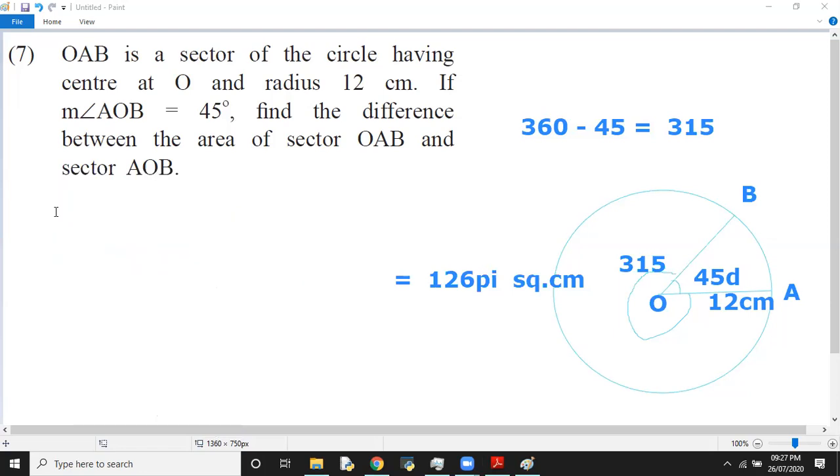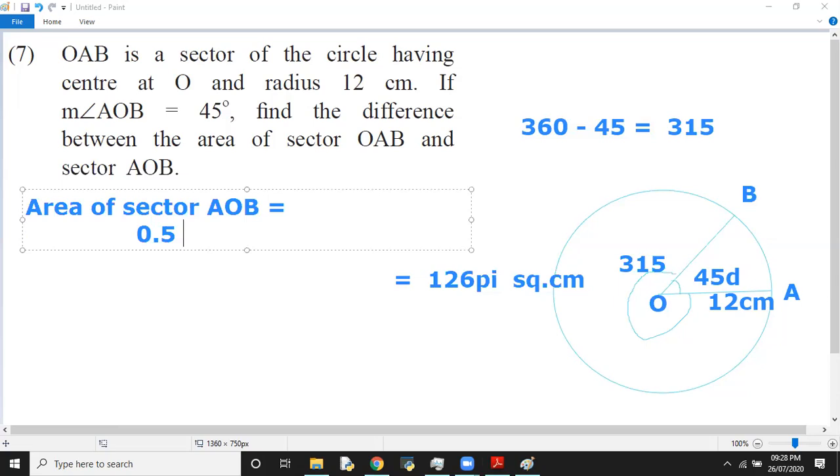Okay, now I want to find the area of sector AOP. How to find area of sector AOP? You know the formula, half into r square into theta. R square means 12 into 12 here. Half into r square means 12 into 12, half into r square into theta.